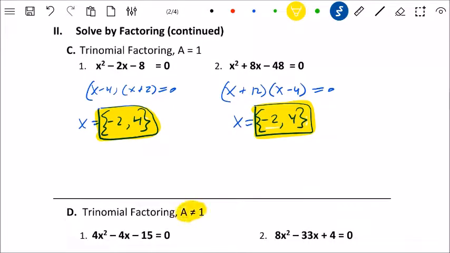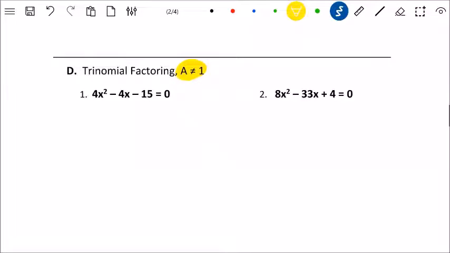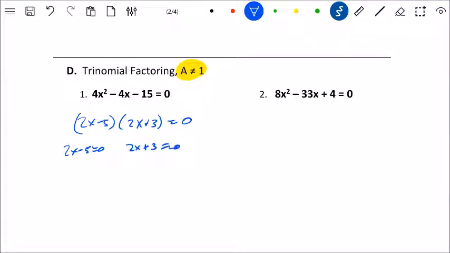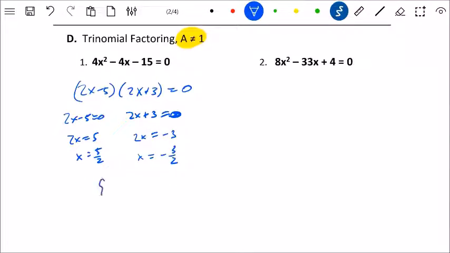Now let's do it when a is not equal to 1. So when you factor this one, and I'll show the factoring for it, this one comes to 2x minus 5 and 2x plus 3. And if you need practice factoring, practice that to see that you get these two factors for it. So the 2x minus 5 is equal to 0, and the 2x plus 3 is equal to 0. So 2x equals 5, x is equal to 5 over 2. 2x is equal to -3. X is equal to -3 over 2. Now we've actually got our solutions, -3 over 2 and 5 over 2.